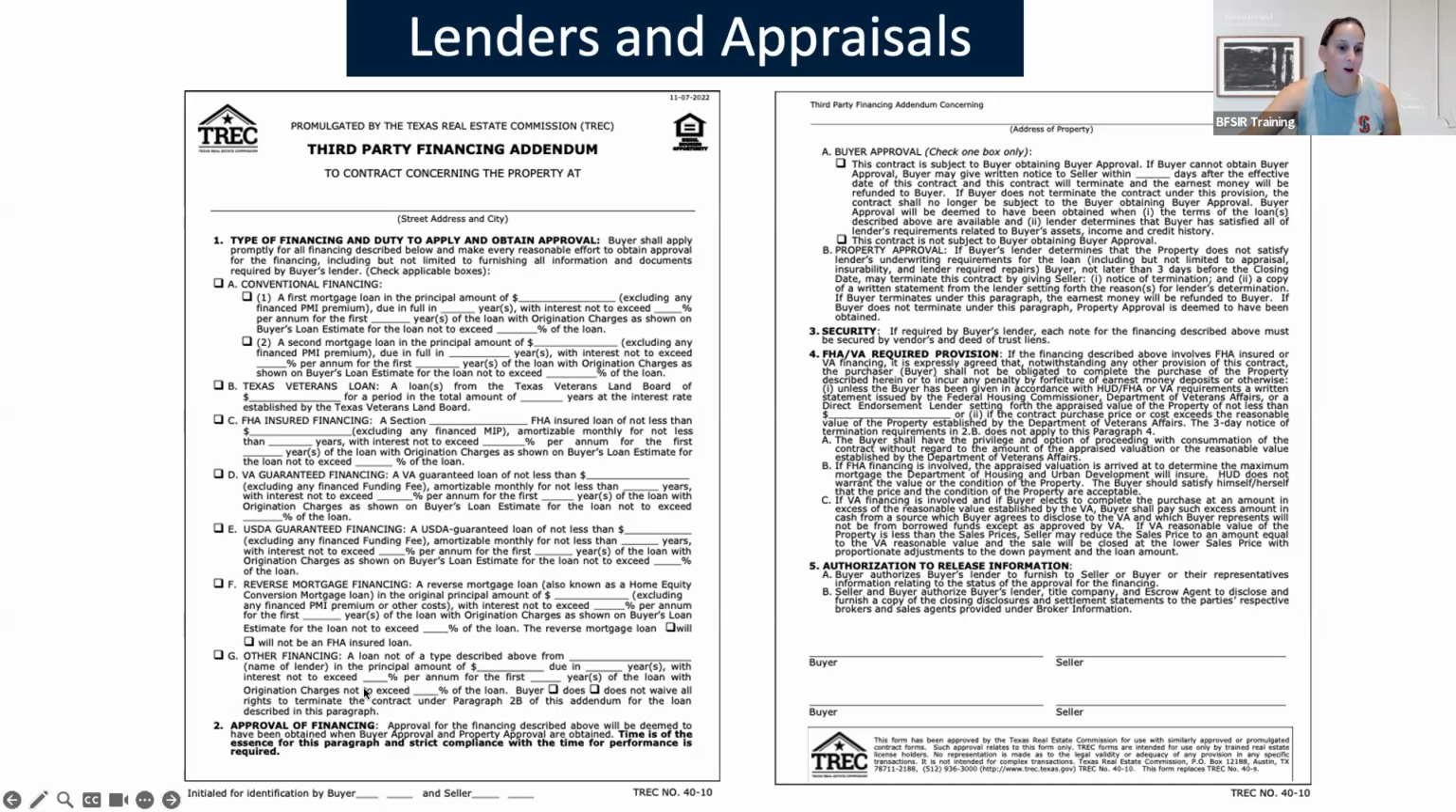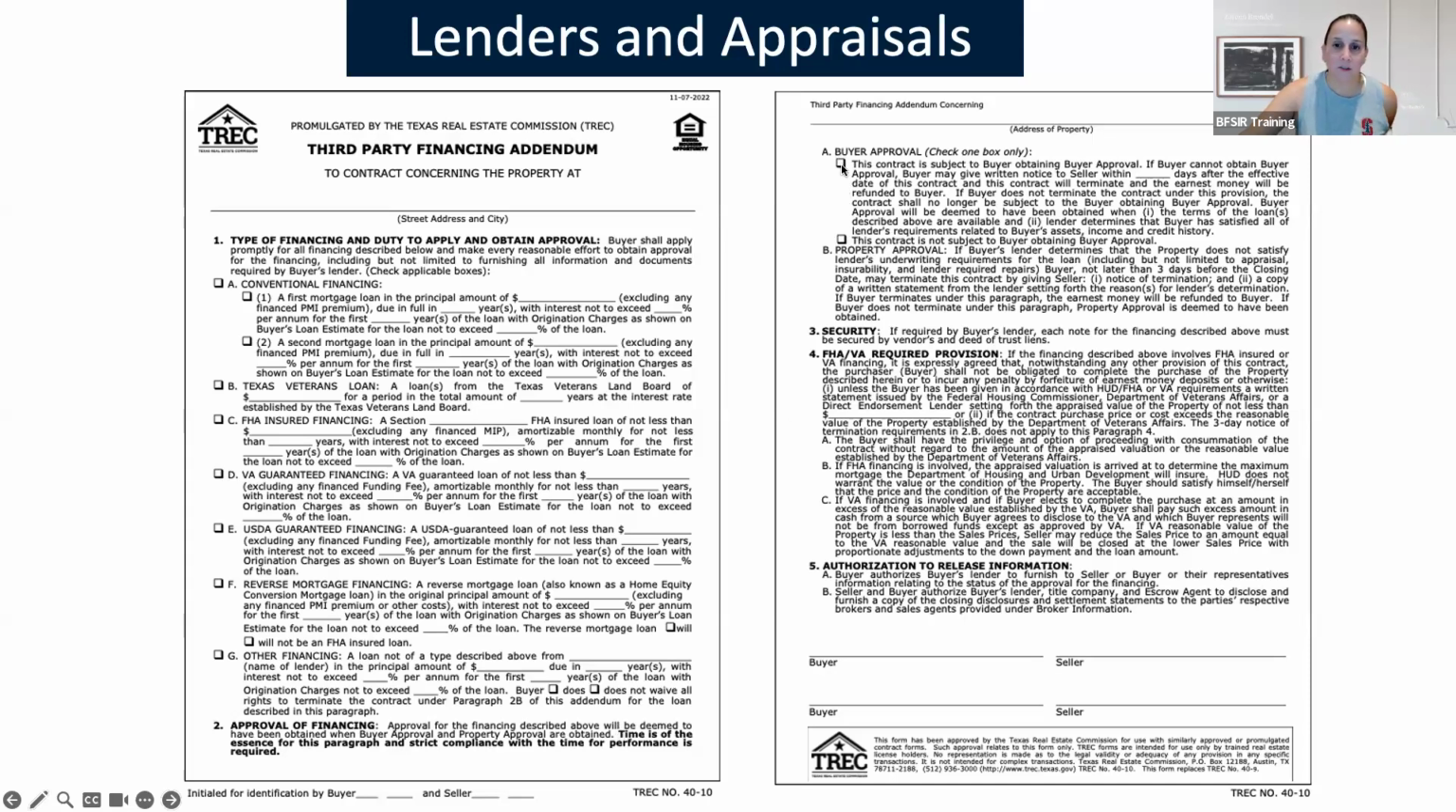This just helps us in those situations where it's a unique kind of loan that's not conventional, but you want to disclose that that's what's happening. Okay, so paragraph 2, this is where the contingencies lie. Approval for the financing is deemed to have been approved when both buyer approval and property approval are obtained. This says time is of the essence, which means we must strictly comply with the dates.